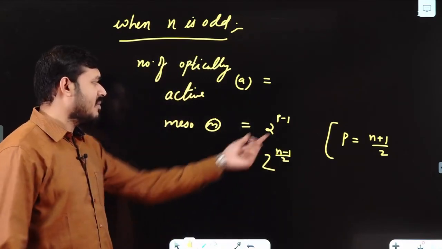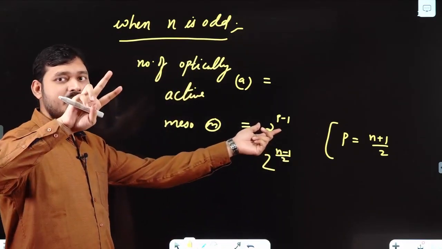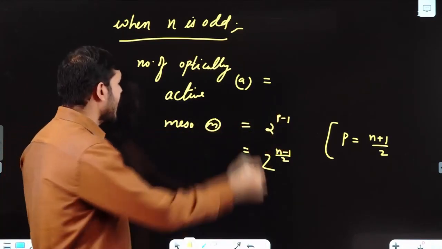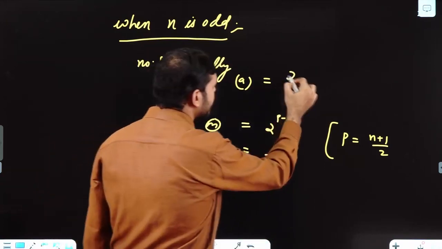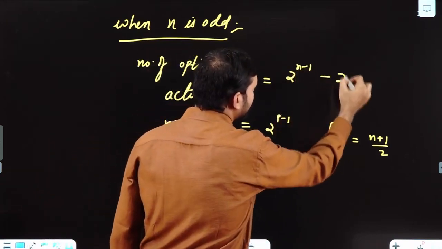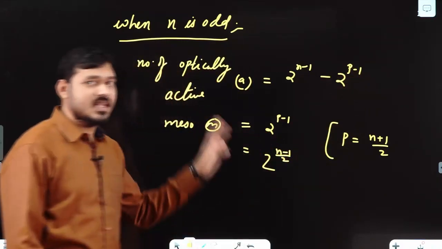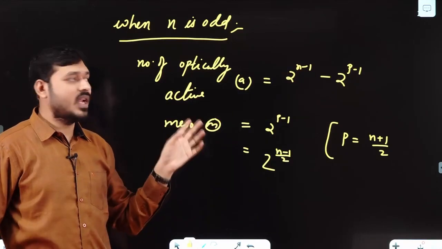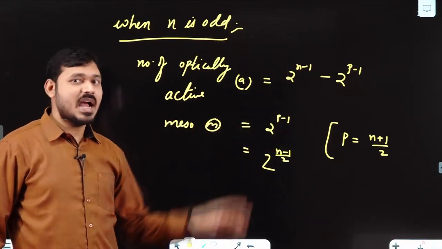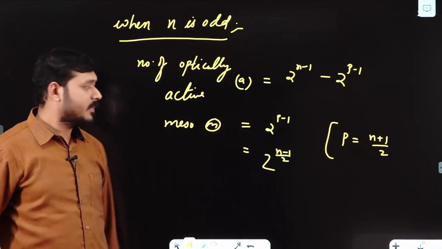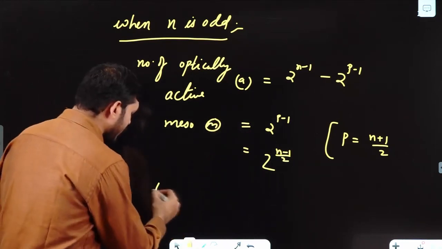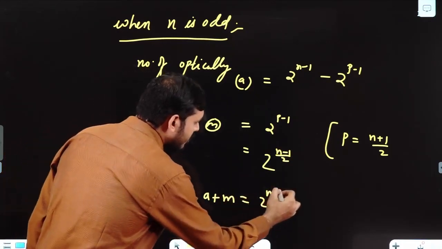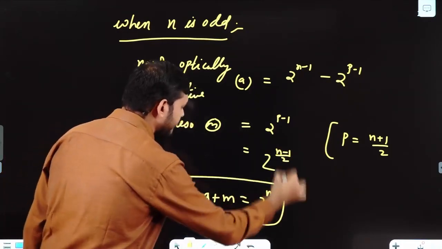Okay. Now remember this one, very similar. There also p minus 1, here also p minus 1. But the value of p changes. And active is given by 2 to the power n minus 1 minus 2 to the power p minus 1. Because in this case, when you take 2 to the power n minus 1, you by default calculate the meso part also there. Okay, I'll tell by using the example. So, total means active plus meso is given by 2 to the power n minus 1.